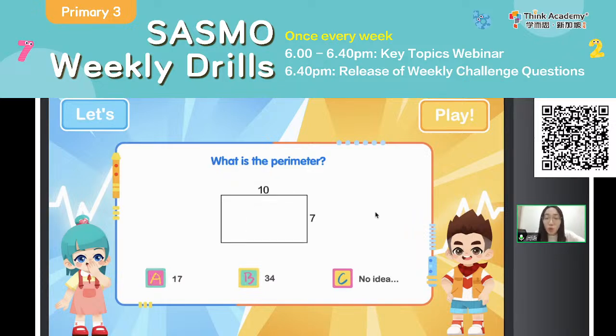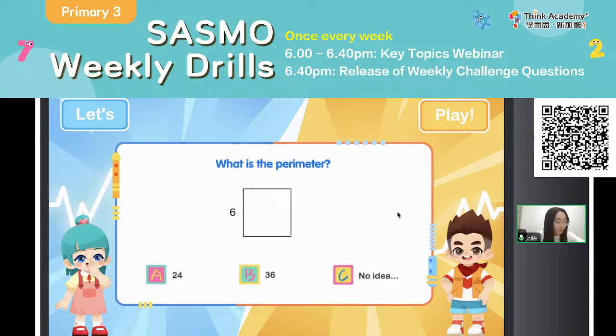Okay, for the next one, what is the perimeter? This is a rectangle. The length is 10. The width is 7. So what is the perimeter? Try. Yes, good job. Okay, so here you can see that 10 plus 7, that is just 1 length plus 1 breadth. But then you know that opposite sides are equal. So here we need 2 times. Okay, and then for the next one, what is the perimeter? Yes, 6. Okay, good job. 6 times 4, so we can get 24.